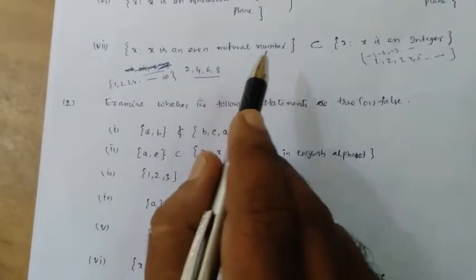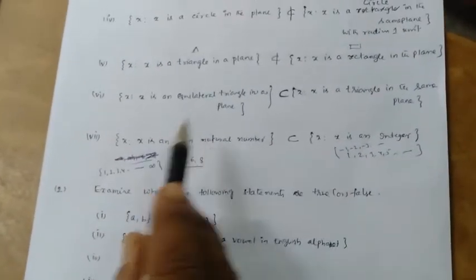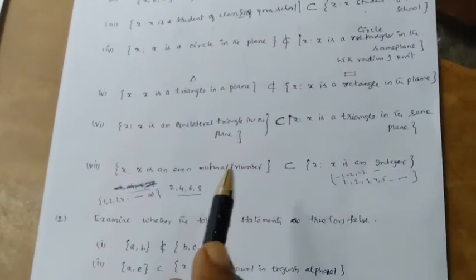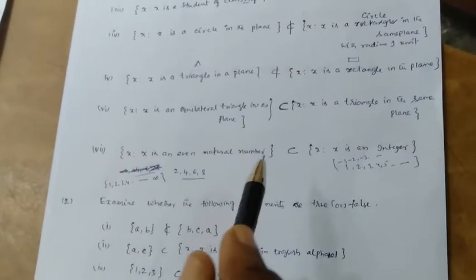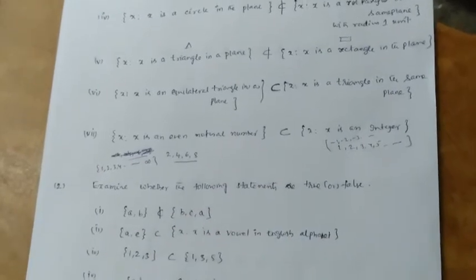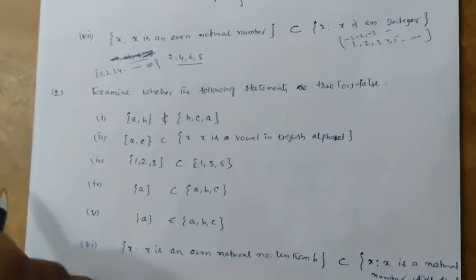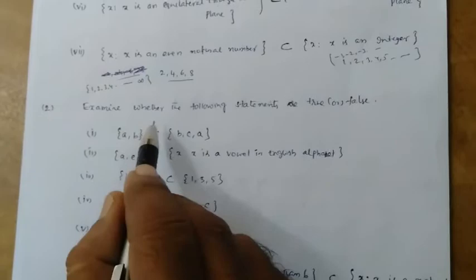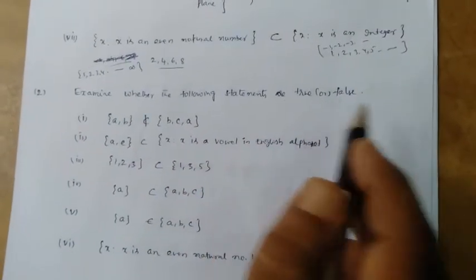So just observe the things on the right hand side and left hand side and put the symbol subset or not a subset. Very easy, just by observation. Similarly, I am coming to the second example. Examine whether the following statements are true or false. Here we have to decide whether the given statement is true or false.